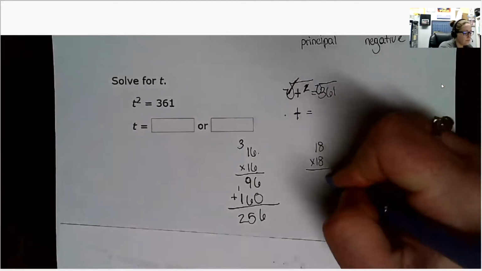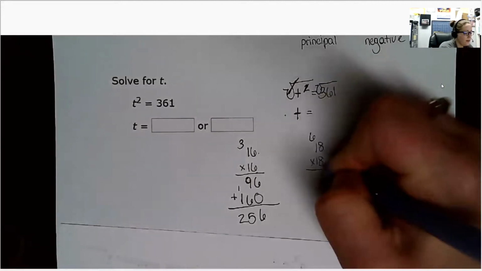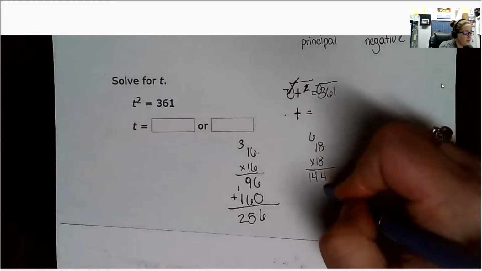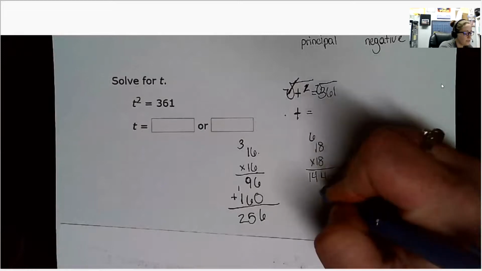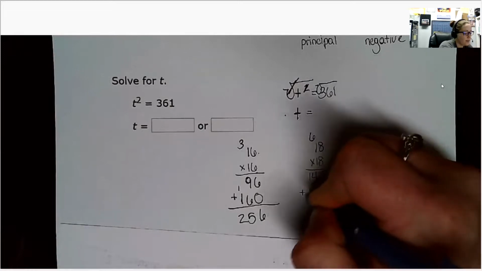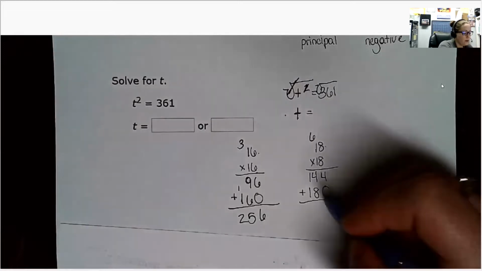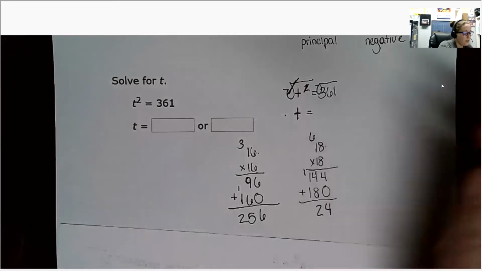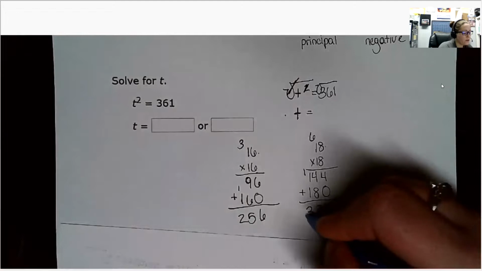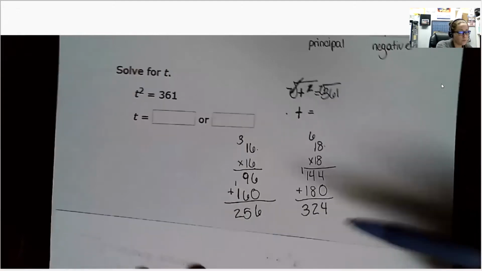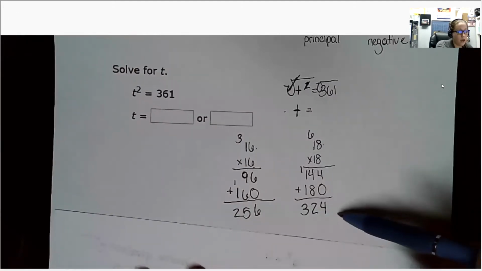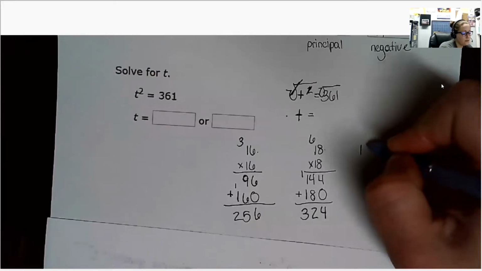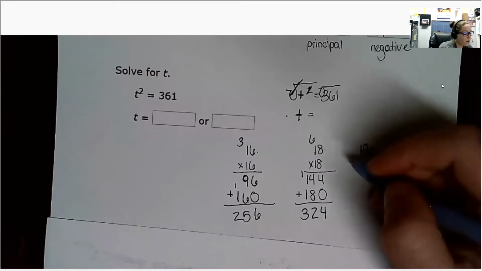8 times 8 is 64. 8 times 1 is 8 plus 6 is 14. Bring down our 0. 1 times 8 is 8. 1 times 1 is 1. And then we add. Bring down our 4. 4 plus 8 is 12. And carry our 1. And we get 324. So you can see that we're getting much closer now. I would say that it'd probably be safe to just go to 19. That way we don't go too far over.